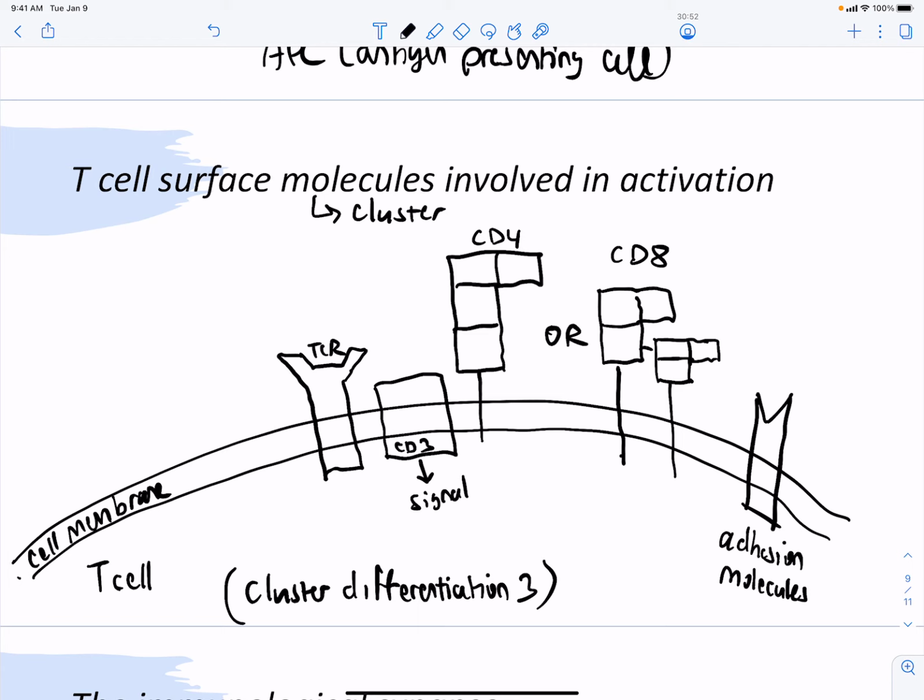But the T cell receptor alone cannot activate a T cell. The T cell receptor has to be associated with either a CD4 or CD8 molecule, a CD3 molecule, as well as adhesion molecules. And really the adhesion molecules are there to make sure that the antigen presenting cell and the T cell stay in contact. If the adhesion molecules are not able to do that, the T cell and the antigen presenting cell cannot stay in contact long enough for the T cell to get activated. And so these molecules are things like CD11A, which is also known as LFA1.